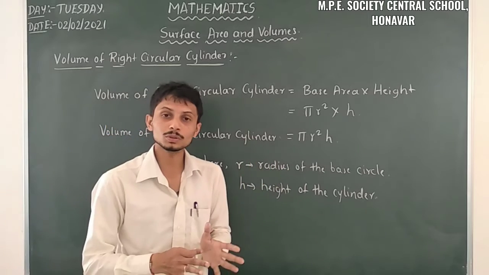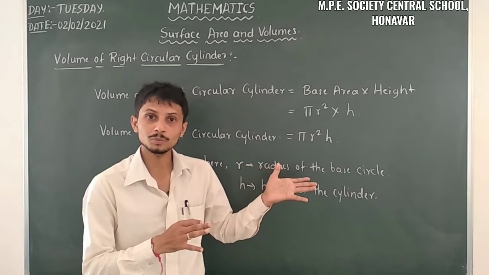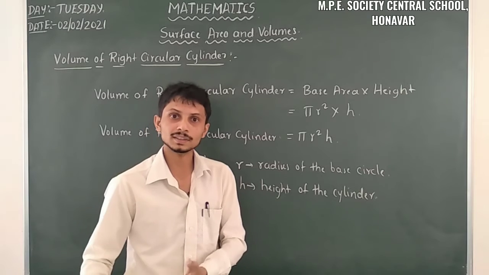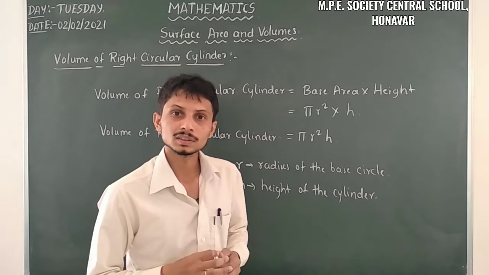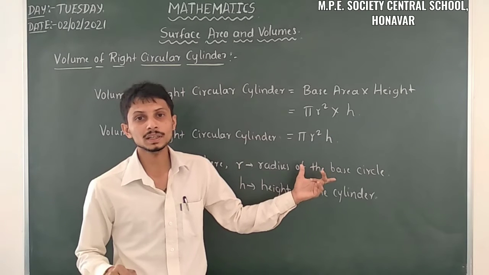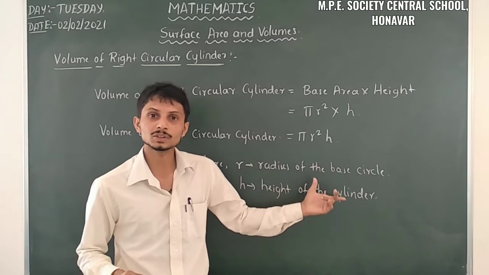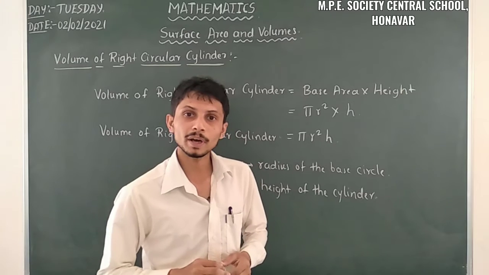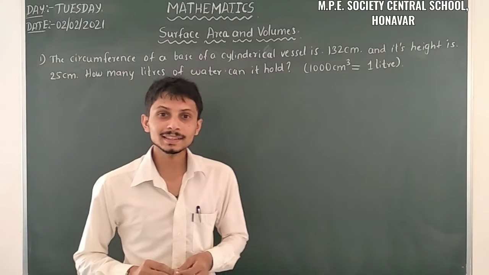So here we understood the concept of volume of the cylinder using some arrangement, that is the arrangement of coins, and using some solid shapes. And using this formula we have to find out some numerical problems based on the volume of the right circular cylinder. So let's take one by one. Yes, let's take the first problem here.